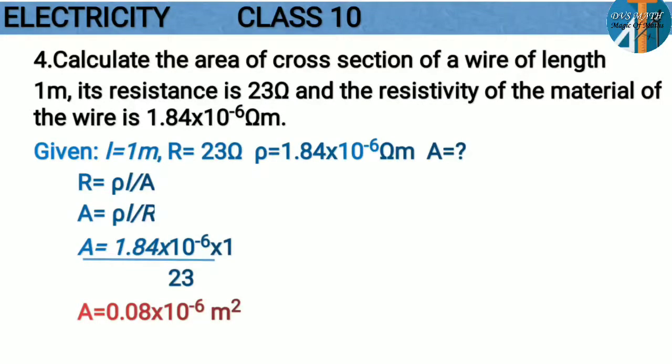So next is: calculate the area of cross section of a wire of length 1 meter. Its resistance is 23 ohm and the resistivity of the material of the wire is 1.84 into 10 to the power of minus 6 ohm meter. If you observe this, the length of the wire is L, given as 1 meter, resistance 23 ohm, and they gave the resistivity. As you all know, what is the symbol of resistivity? Rho. So rho is equal to 1.84 into 10 to the power of minus 6 ohm meter.